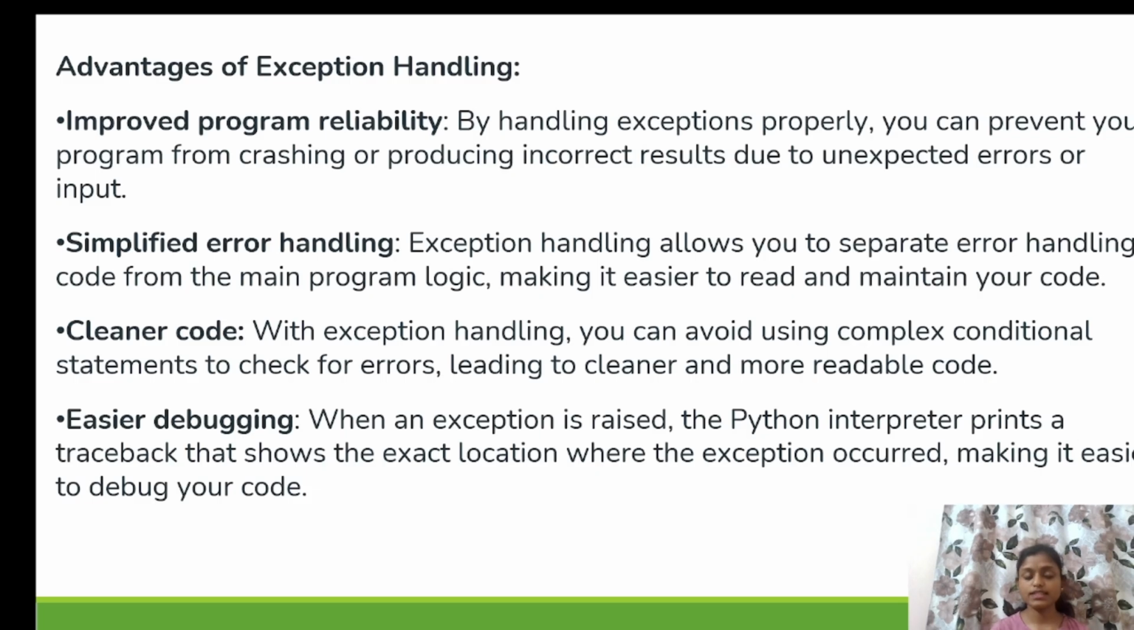And let us see what the advantages of exception handling are. Improved programming reliability: by handling exceptions properly, you can prevent your program from crashing or producing incorrect results due to unexpected errors or input. Simplified error handling: exception handling allows you to separate error handling code from the main program logic, making it easier to read and maintain your code. Clear code: with exception handling, you can avoid using complex conditional statements to check for errors, leading to cleaner and more readable code. And easier debugging: when an exception is raised, the Python interpreter prints a traceback that shows the exact location where the exception occurred, making it easier to debug your code.